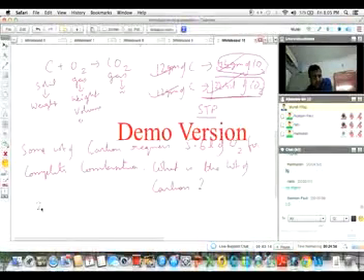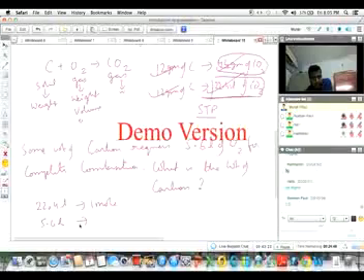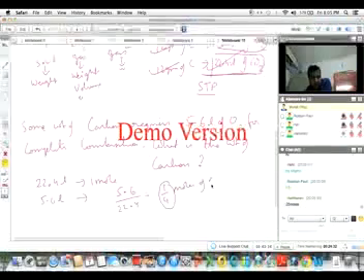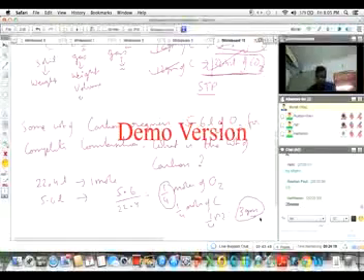See, I have 22.4 liters. 22.4 liters is 1 mole. Now I have 5.6 liters. So how many moles is that? 5.6 divided by 22.4. That is how much? 1 upon 4. So I have 1 by 4 moles of oxygen. So I have 1 by 4 moles of carbon. So that is 1 by 4 into 12. So that is 3 grams. Do you guys understand?